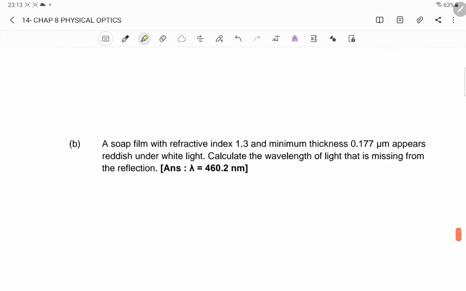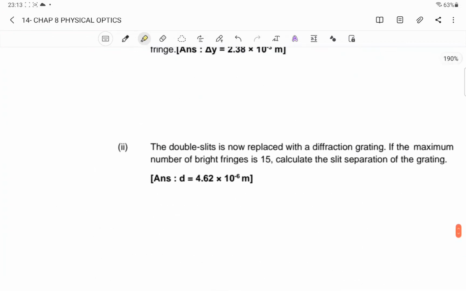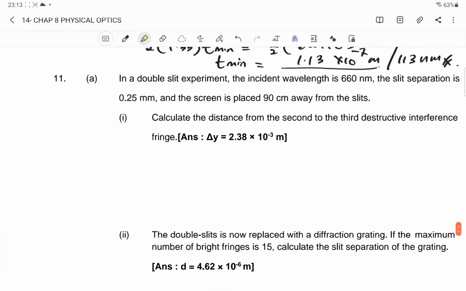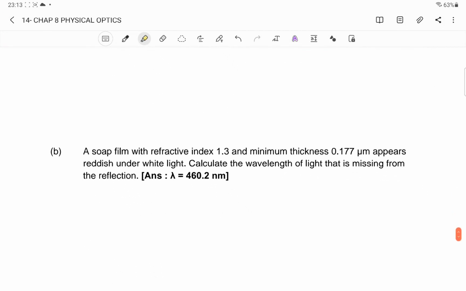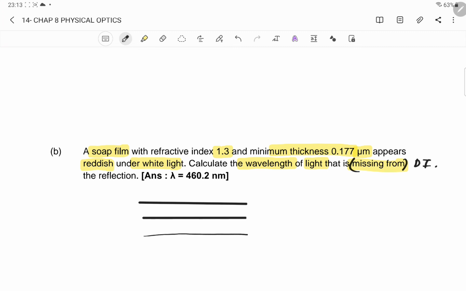Okay, kita tengok lagi. Alright, kita tekan sini. Soap film ni nombor apa ni? Number 11 ya. Number 11 b. Okay, a soap film refractive index 1.3, minimum thickness 0.177 micrometer, appears reddish under white light. Calculate the wavelength of the light that is missing. Bila ada perkataan missing, ini menunjukkan destructive. Okay, tapi sebelum tu kita kena tahu dulu either kita punya thin film, in-phase ataupun anti-phase.